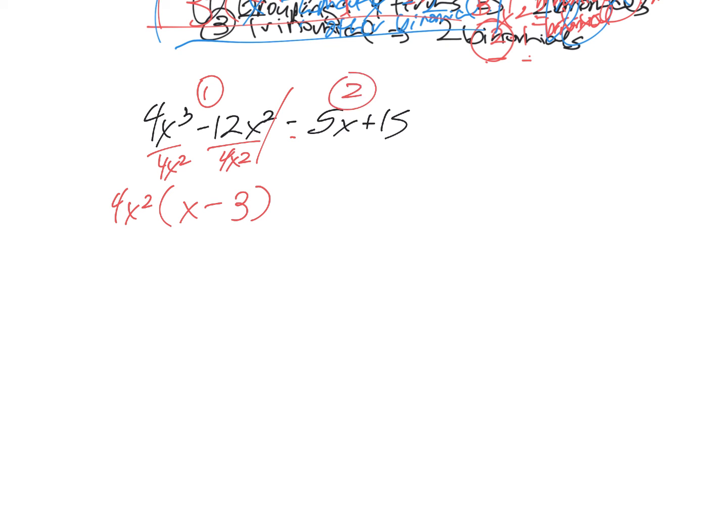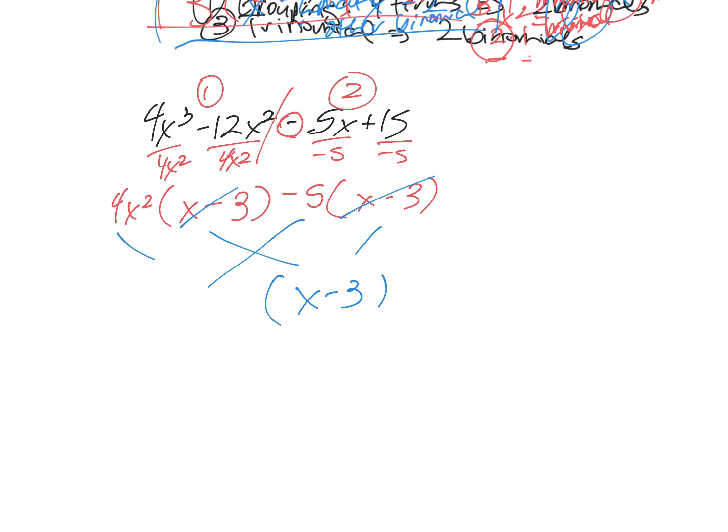Then I'm going to look at group 2, and I'm going to look for the greatest common factor. This a value cannot be negative, so it's going to be a negative 5 that I'm going to divide out from both of those. So I get x minus 3. Matching binomials. So I have x minus 3 into one binomial, and then my two greatest common factors become my other binomial.